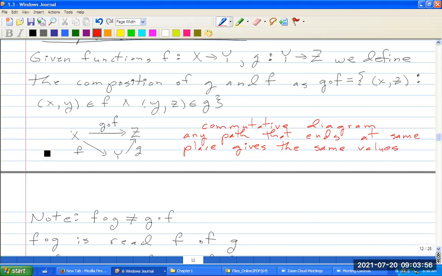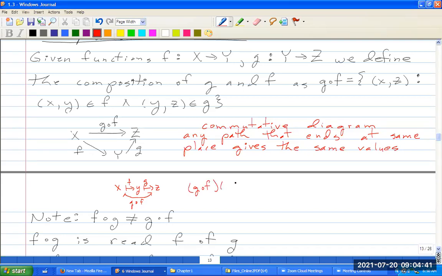So I see here, if I start here, I go along this path, I end at Z. So that means that if I take X and start here, I also end at Z. If I go from X along this path and get a Y, then this Y gives me some Z. Going along this path, F and G gave me those. Then going along this path, starting from X and ending at Z, has to give me the same values.